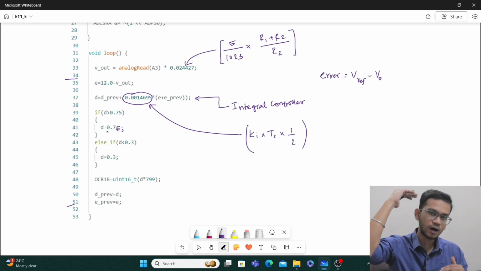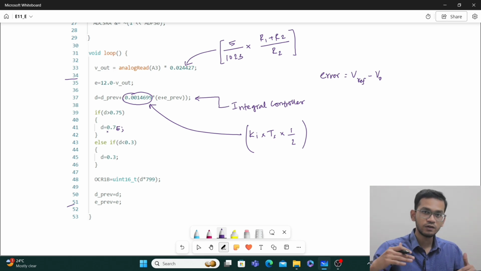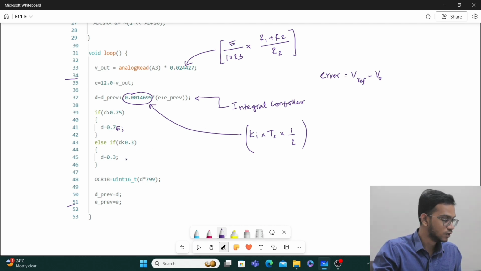So I am saturating the upper limit. Similarly, if the duty ratio goes below 0.3, I am holding it at 0.3. So I am saturating it at the lower limit as well. This section takes care of duty ratio saturation.